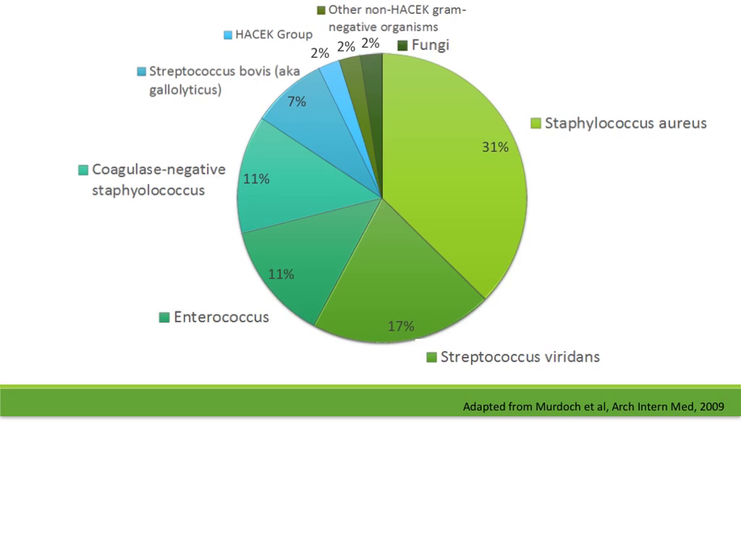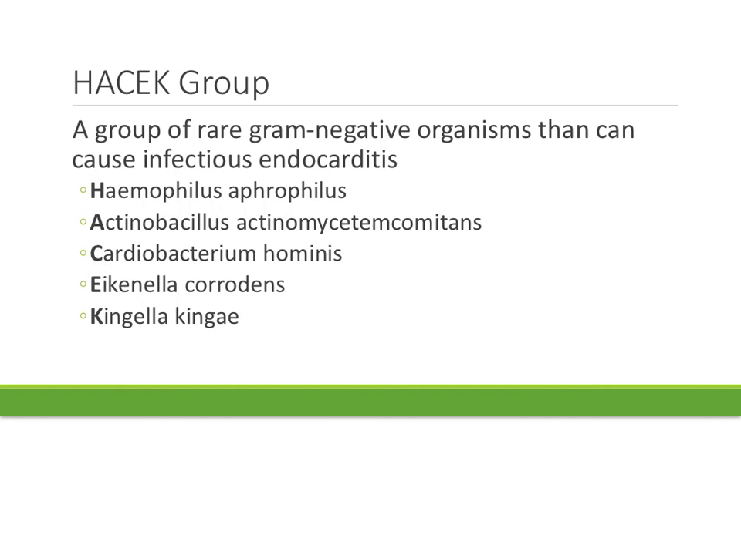Here's a pie graph showing the frequency of different bacteria causing endocarditis. As you see, Staph aureus is by far the most common cause, causing almost a third of cases, followed by Strep viridans, Enterococcus, other types of staph, other types of strep. The HACEK group, which we'll talk about in a bit, rarely gram-negatives that are not HACEK, and fungi are a rare cause as well. The HACEK group are 5 species of rare gram-negative rods that cause infectious endocarditis.